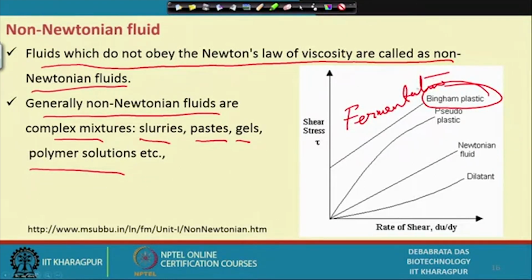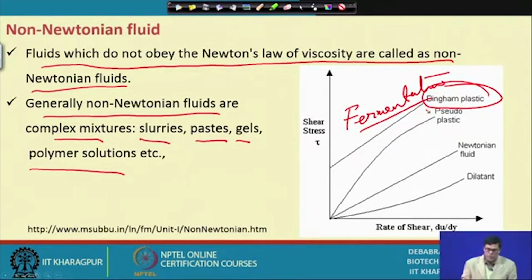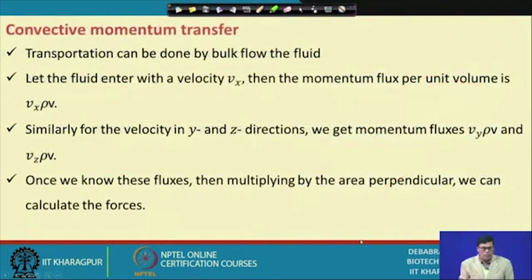Some fermentation broths behave like Bingham plastics. So this is also a non-Newtonian fluid. It is not Newtonian; if it were Newtonian, it would follow this one. Now, convective momentum transfer: I already explained to you what convective means.